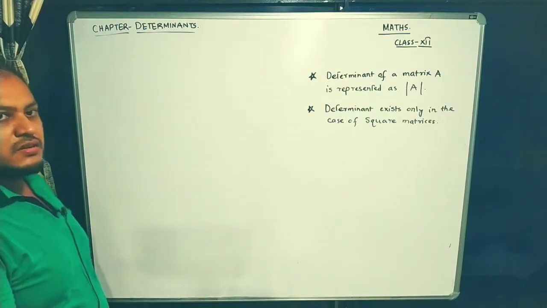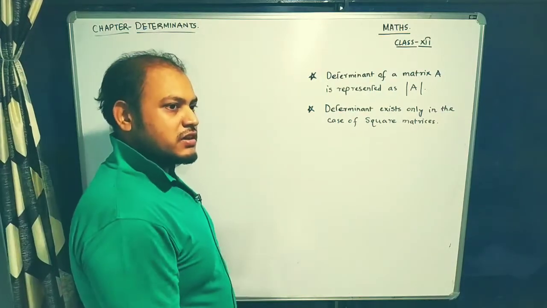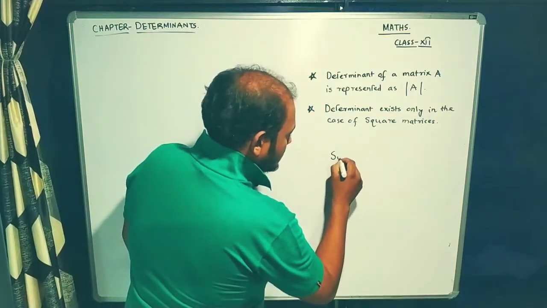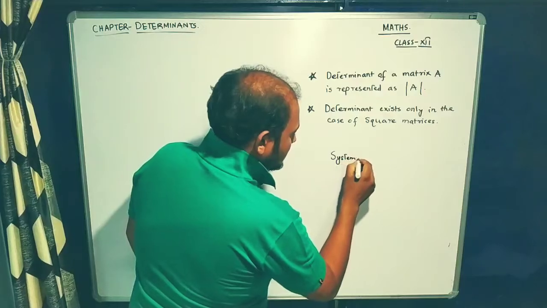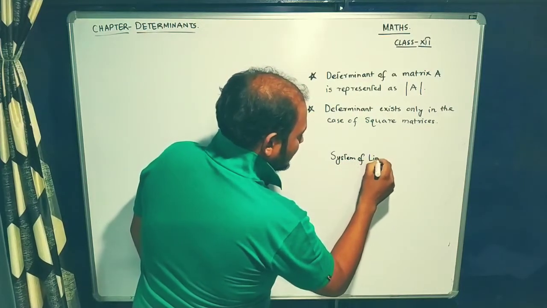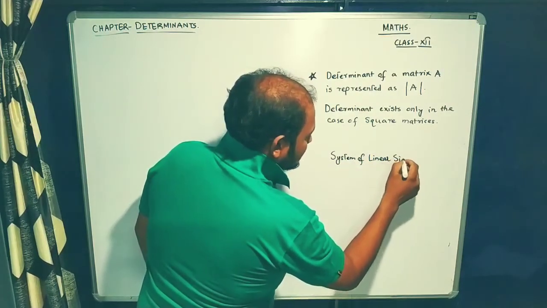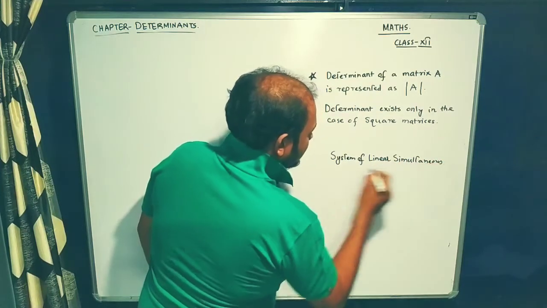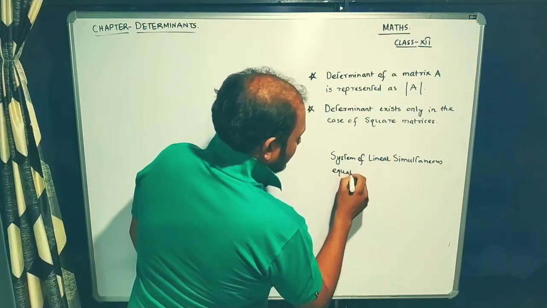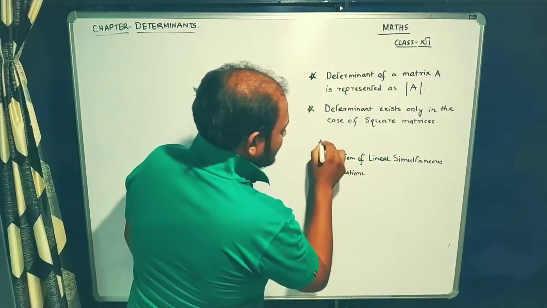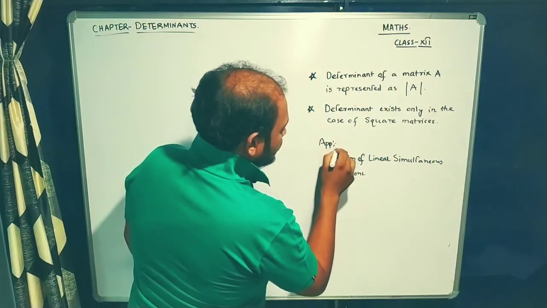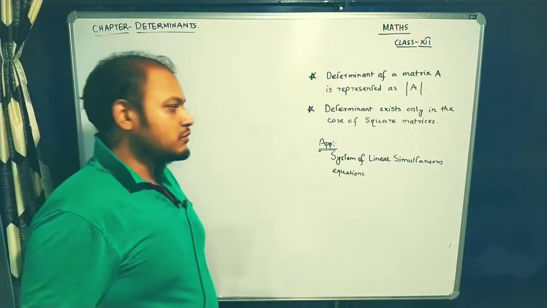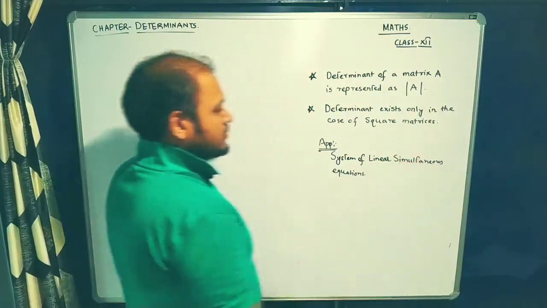Why do we study determinants at all? You must have studied in class 9 or class 8 how to solve a system of linear simultaneous equations. So this is just an application of determinants. Why do we study determinants? In order to find the nature of solution of a system of linear simultaneous equations.